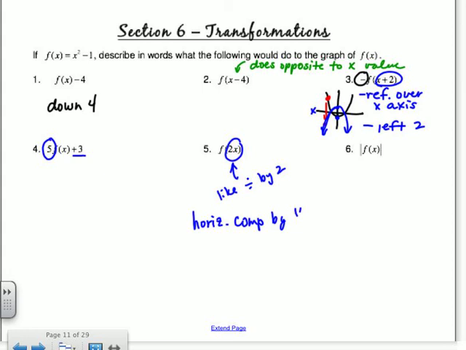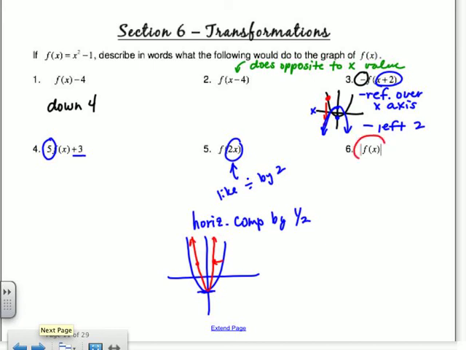compression by 1/2. So basically your graph from before, going through 0, -1, is going to squeeze in, so every single x value is going to divide by 2. So it's going to be like there, there. So it's going to look something like that. So it's going to shrink in.